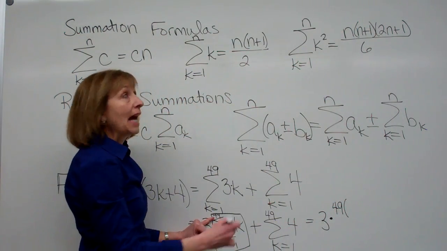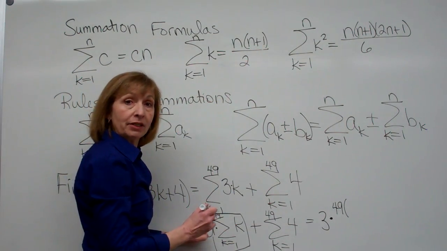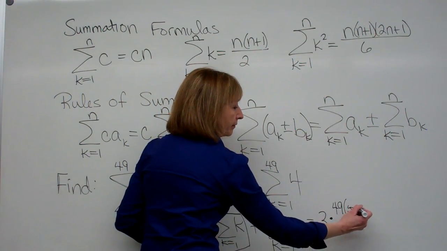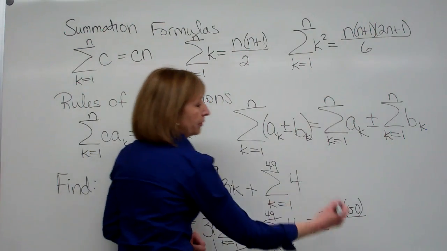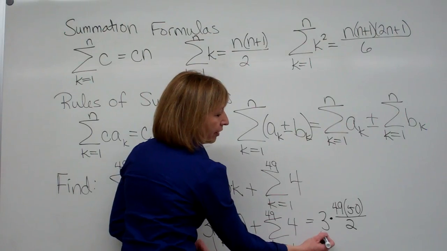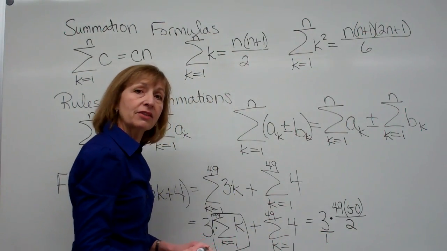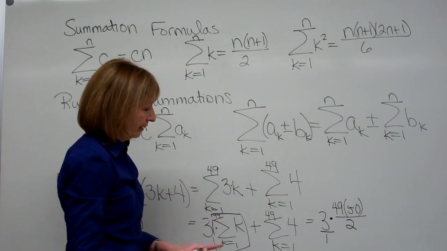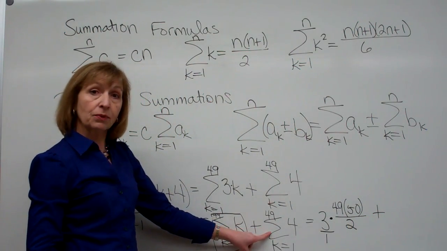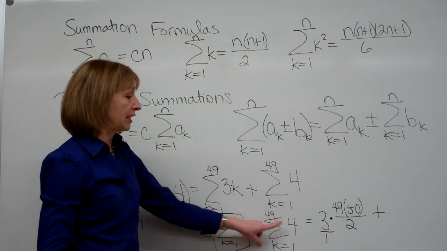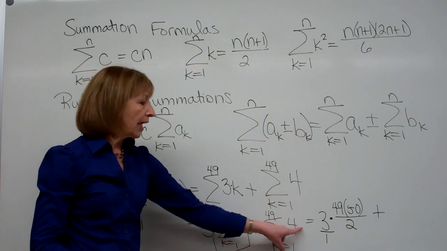times 49 plus 1. Well, 49 plus 1 is 50, and that's all divided by 2. So I have a fraction there, so we'll probably want to write that 3 as 3 over 1 as a fraction as well. And then plus, this next one is the summation k equal 1 to 49 of a number. There's no k here.